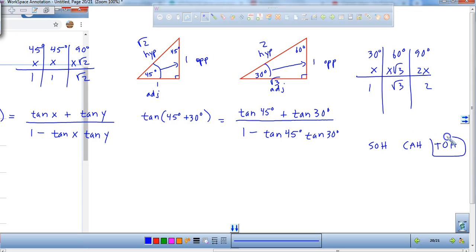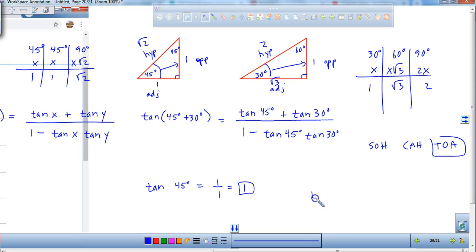All right, so once again, if you guys remember TOA: tangent is TOA, which is the opposite over the adjacent. So if I said, what is the tangent of 45 degrees? The tangent of 45 is the opposite over the adjacent. So that's basically just 1 over 1. So the tangent of 45 is 1. So that's what I'm going to use.